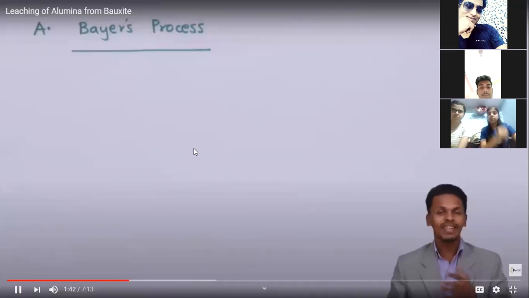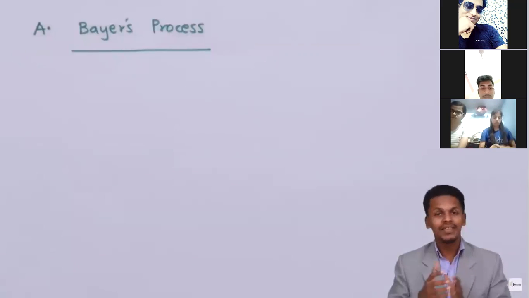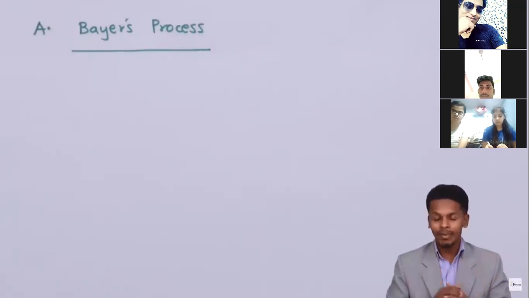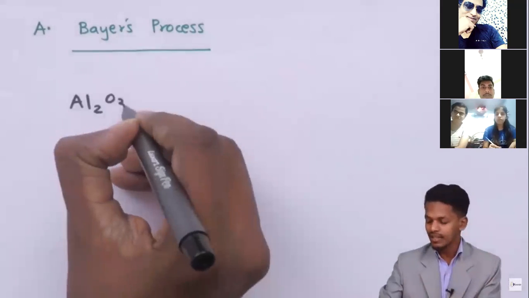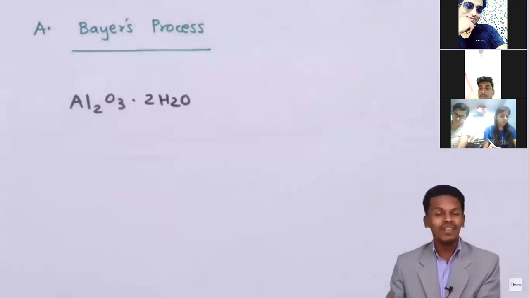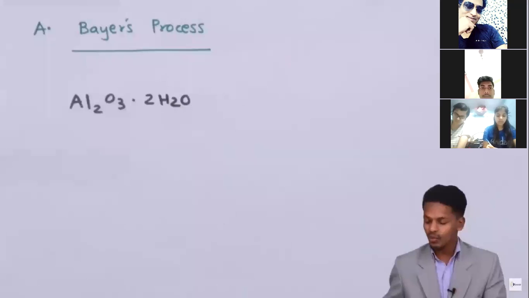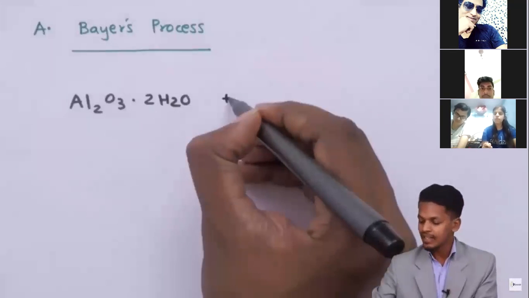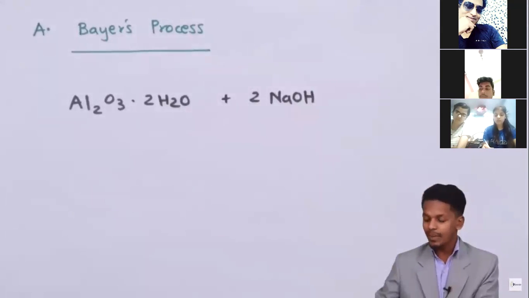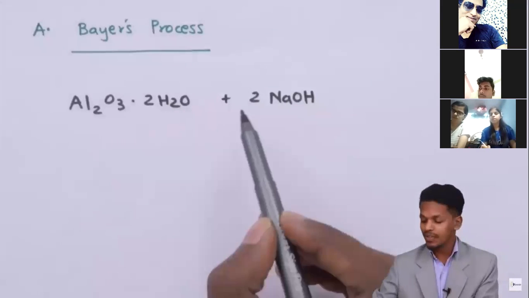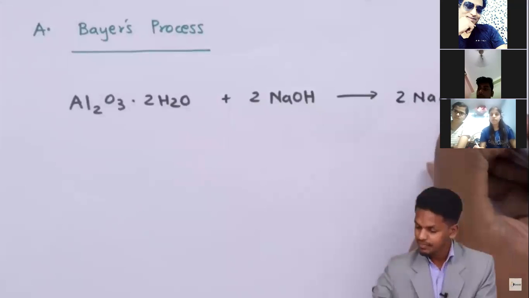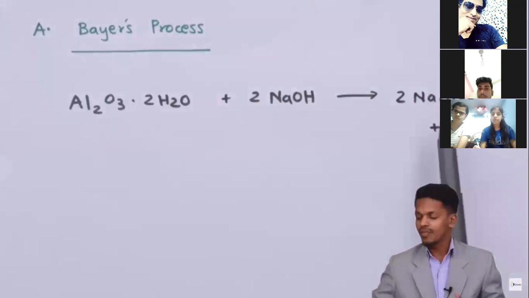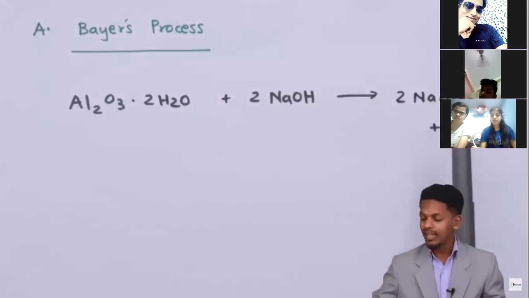Leaching is a chemical method of concentration of ore, by which we can eliminate the impurity and obtain an ore with a high quantity of metal. In Baeyer's process, we have to treat the bauxite, that is Al2O3.2H2O, a pulverized ore, meaning we have crushed it. This pulverized bauxite ore is treated with 2 moles of NaOH. The product we get is 2 moles of NaAlO2, known as sodium meta-aluminate, along with 3 moles of H2O.